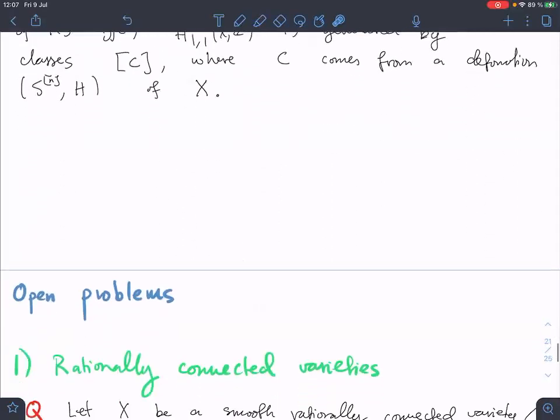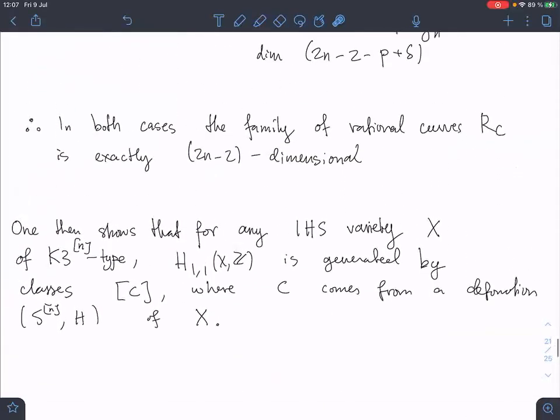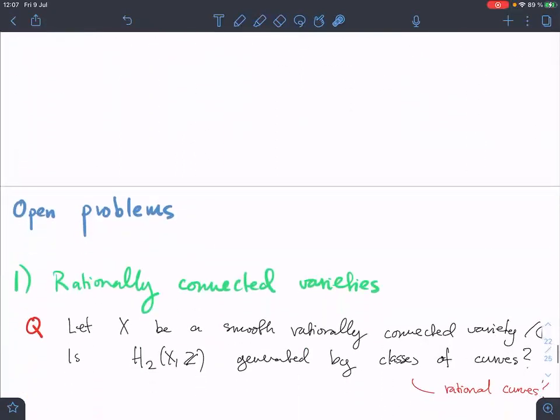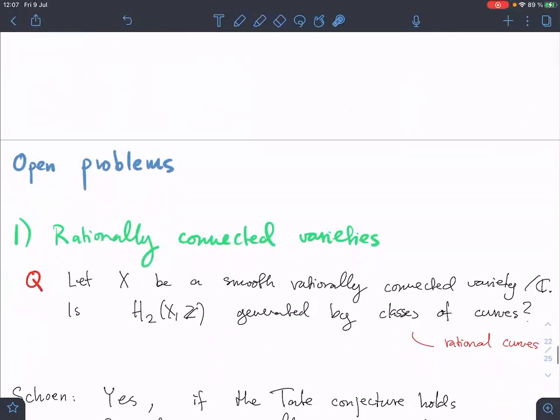Okay, sorry for going a little bit fast in this example here. I really wanted to say a little bit more about open problems, because I think there are quite a lot of interesting things that should be addressed.